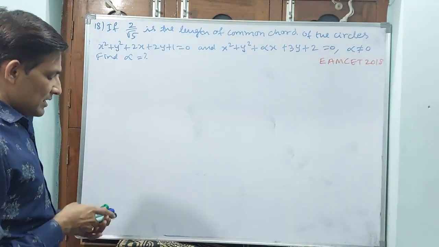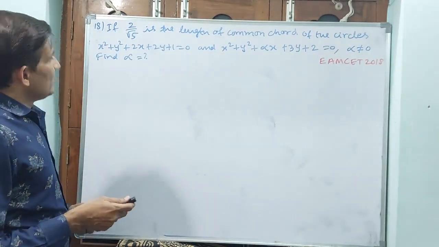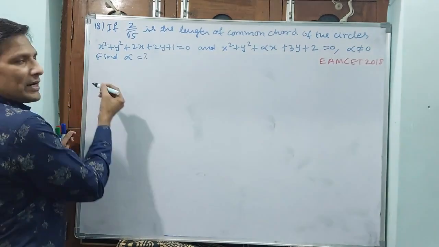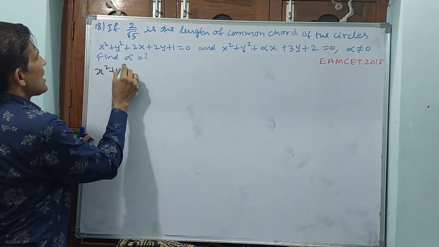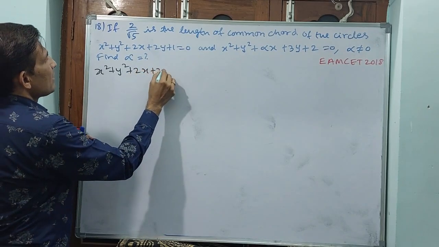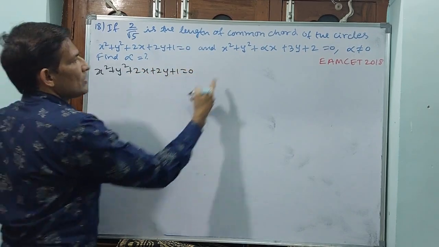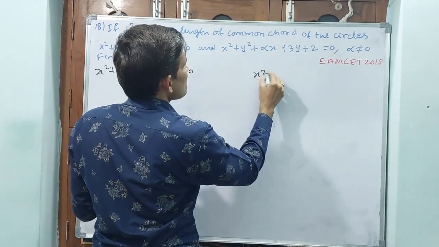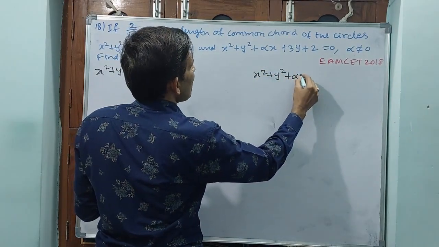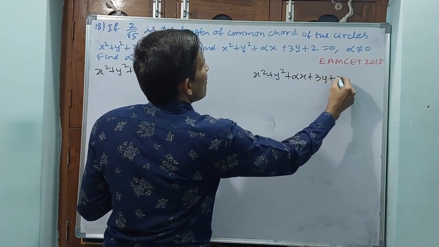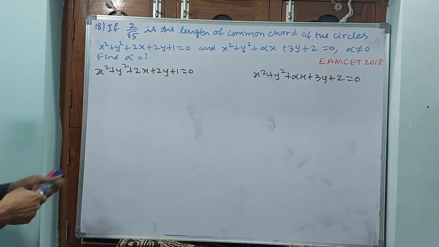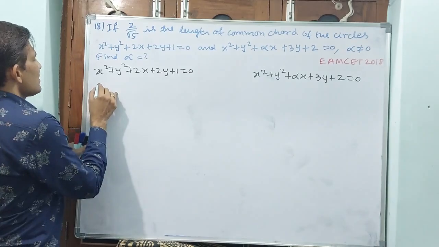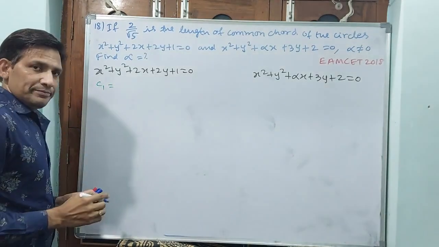Observe carefully, see what I am doing. First, the 2 circles I am writing here. The first circle is x square plus y square plus 2x plus 2y plus 1 equal to 0. This circle also I am writing here: x square plus y square plus alpha x plus 3y plus 2 equal to 0. For both circles you find the centers.